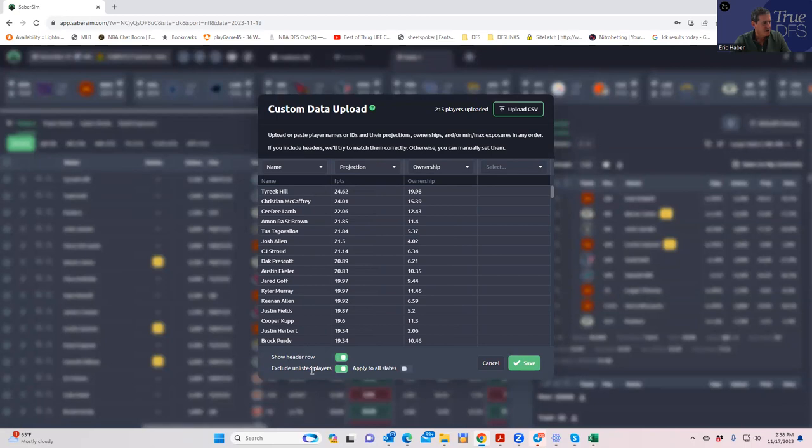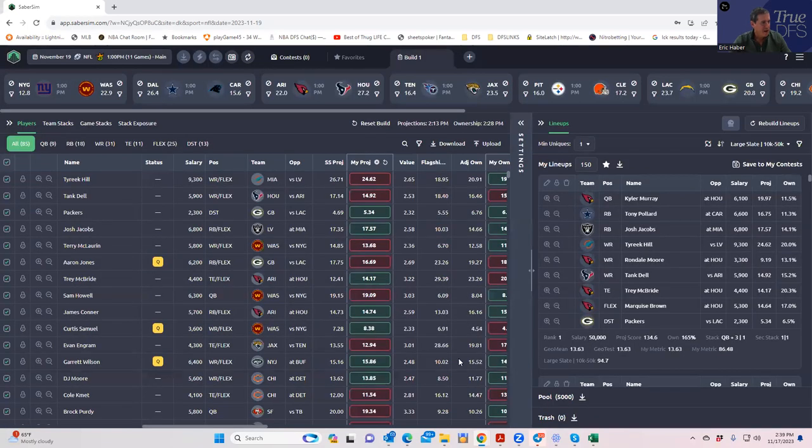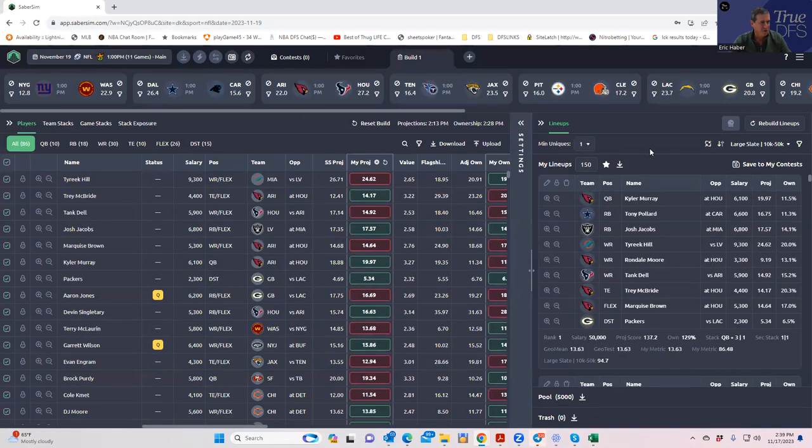And I do like to exclude the unlisted players. Sometimes Sabersim will just throw in some dudes that I really don't want any of. In other words, they'll have like a 1 point projection on a classic slate, and if Sabersim gets in the wrong mood, you could end up with them when you don't want them. You can always take them out later, but this is just easier. So let's hit save. Now the new projections are up, and let's just build 150.